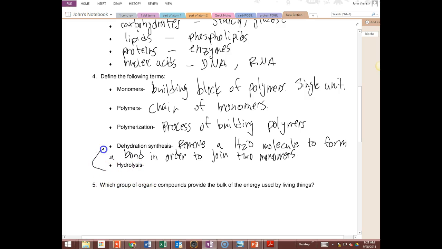Hydrolysis is the opposite of dehydration synthesis. This is where you add a water to split two monomers. So if I want to digest starch and break it down into glucose, I need to add water.